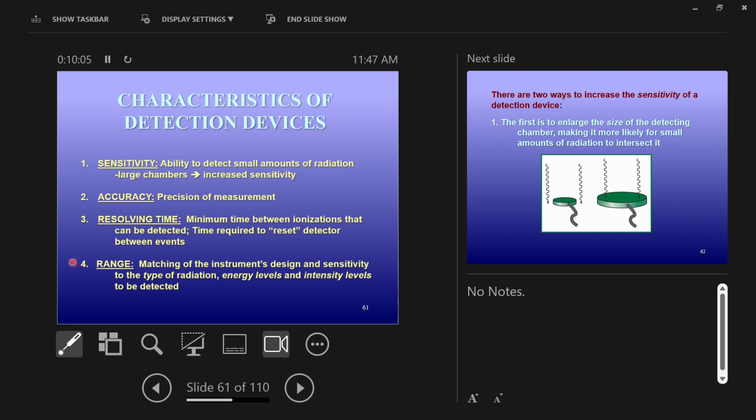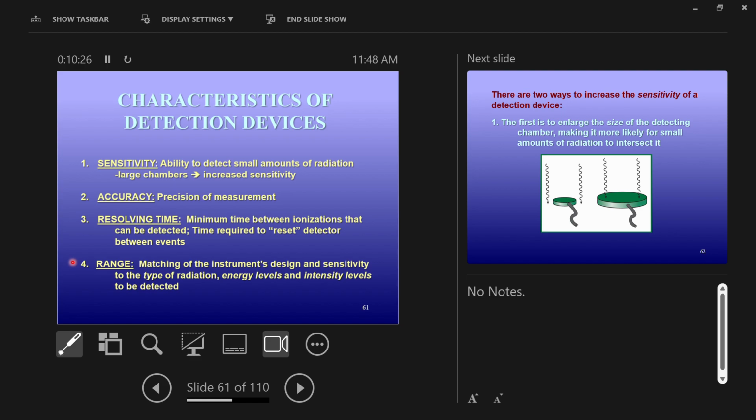Lastly, range. Matching of the instrument's design and sensitivity to the type of radiation, right? These are sensitive to a range of energies, and so it's not how far you can be. We're not talking about how far you are from the source, not that kind of range. We're talking about the range of energies that the device is designed to detect, okay?